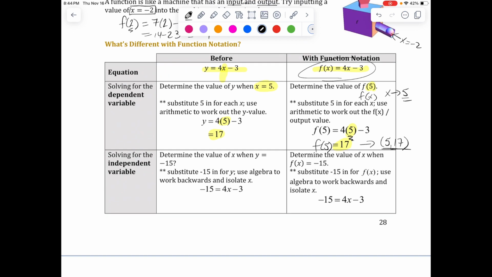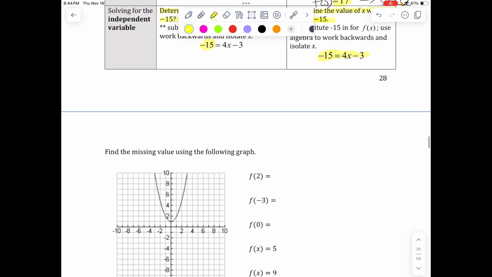Okay, determine the value of x. In Math 9, we would read it like this: find the value of x when y is -15. We would sub in -15, and we would solve for x. In grade 10, we say determine the value of x when f of x equals -15. Same idea, solve for x. So let's do a couple of examples.